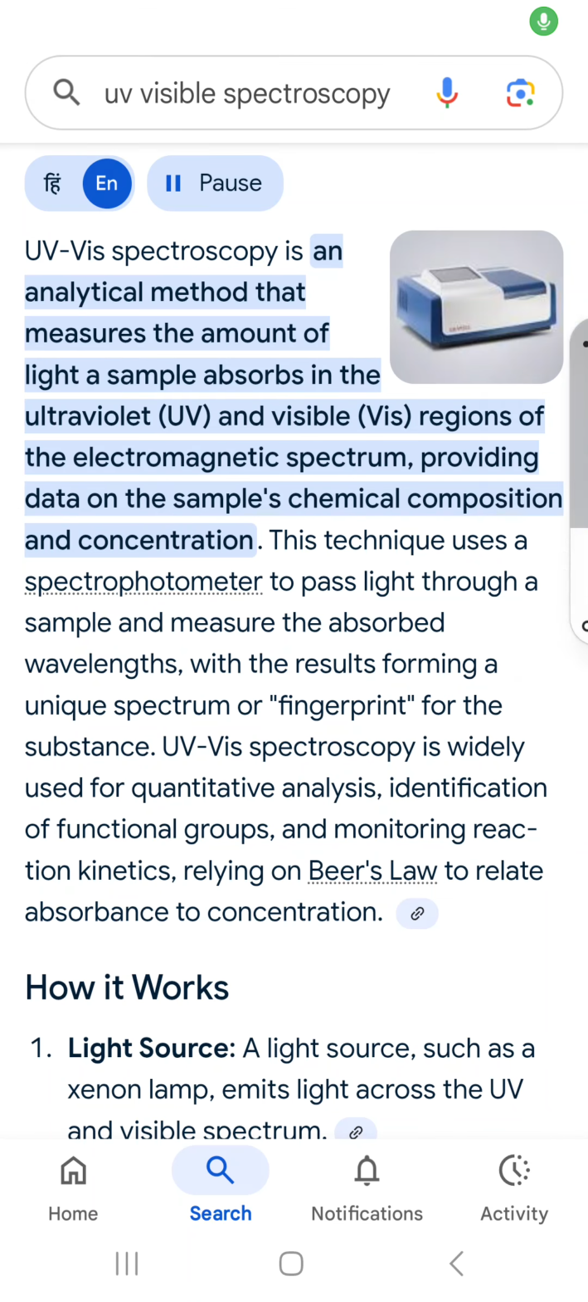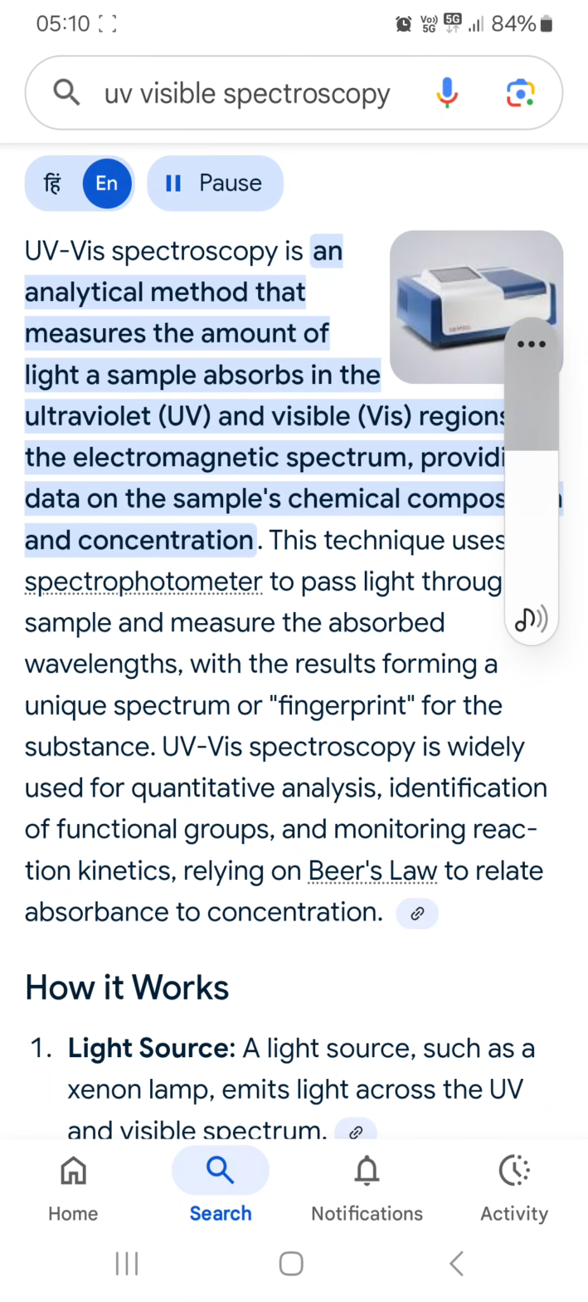Spectroscopy is an analytical method that measures the amount of light a sample absorbs in the ultraviolet (UV) and visible (VIS) regions of the electromagnetic spectrum, providing data on the sample's chemical composition and concentration. This technique uses a spectrophotometer to pass light through a sample and measure the absorbed wavelengths, with the results forming a unique spectrum or fingerprint for the substance.